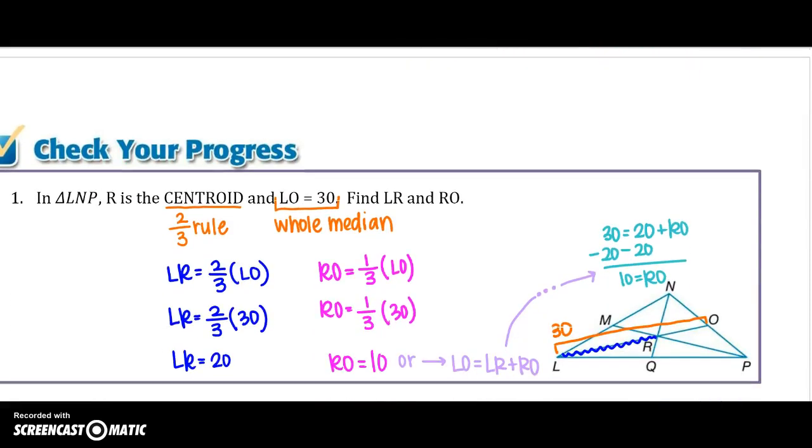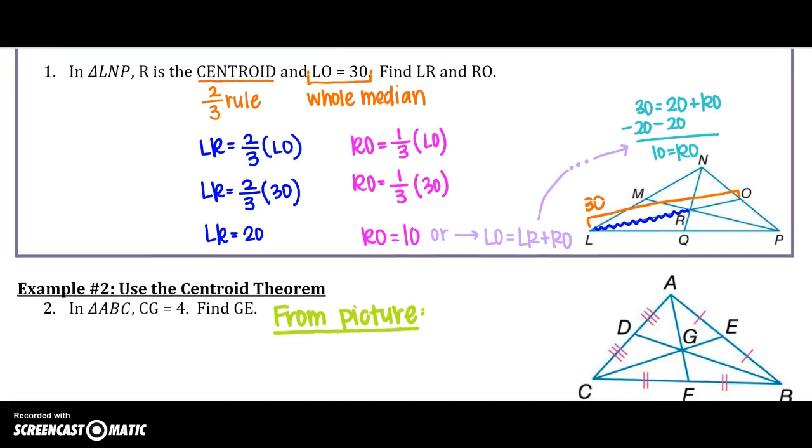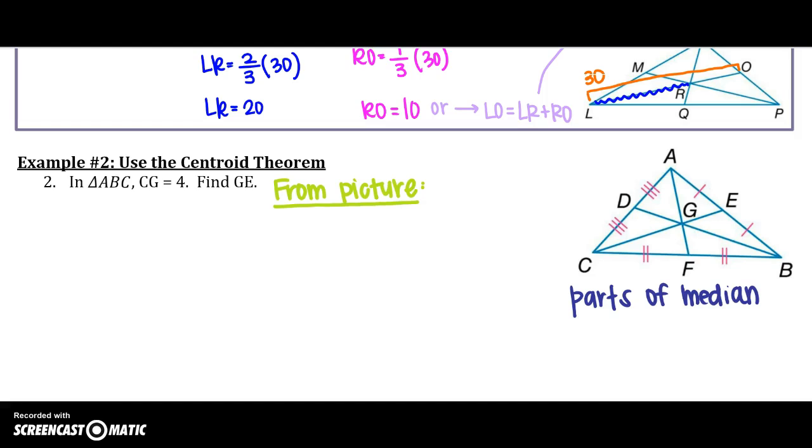Alright, welcome back to this video. Here is your correct answer. Hope you got the correct answer. We're going to move on to example number 2, and we are using the centroid theorem again. They are giving us that CG equals 4, and we're asked to find GE.